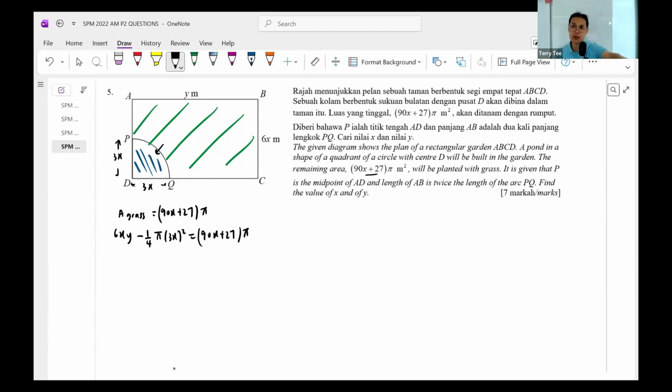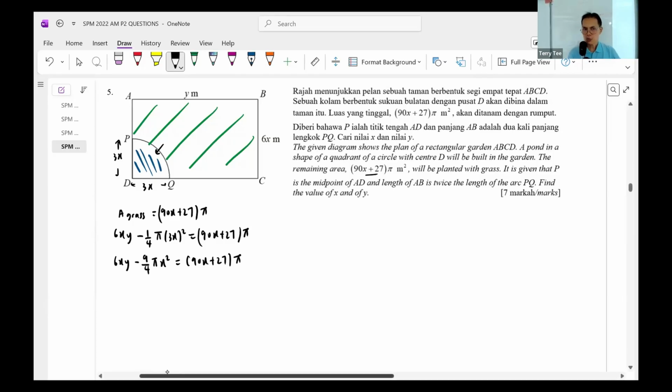So it looks a bit complicated because you have x, you have y, and you have pi inside. So maybe I just simplify first: 6xy minus 9 over 4 pi x squared equals 90x plus 27 pi. Can we get rid of the fraction? You can simplify first, or you can look at the second equation first. Okay, maybe I look at the second equation first before we decide what to do.